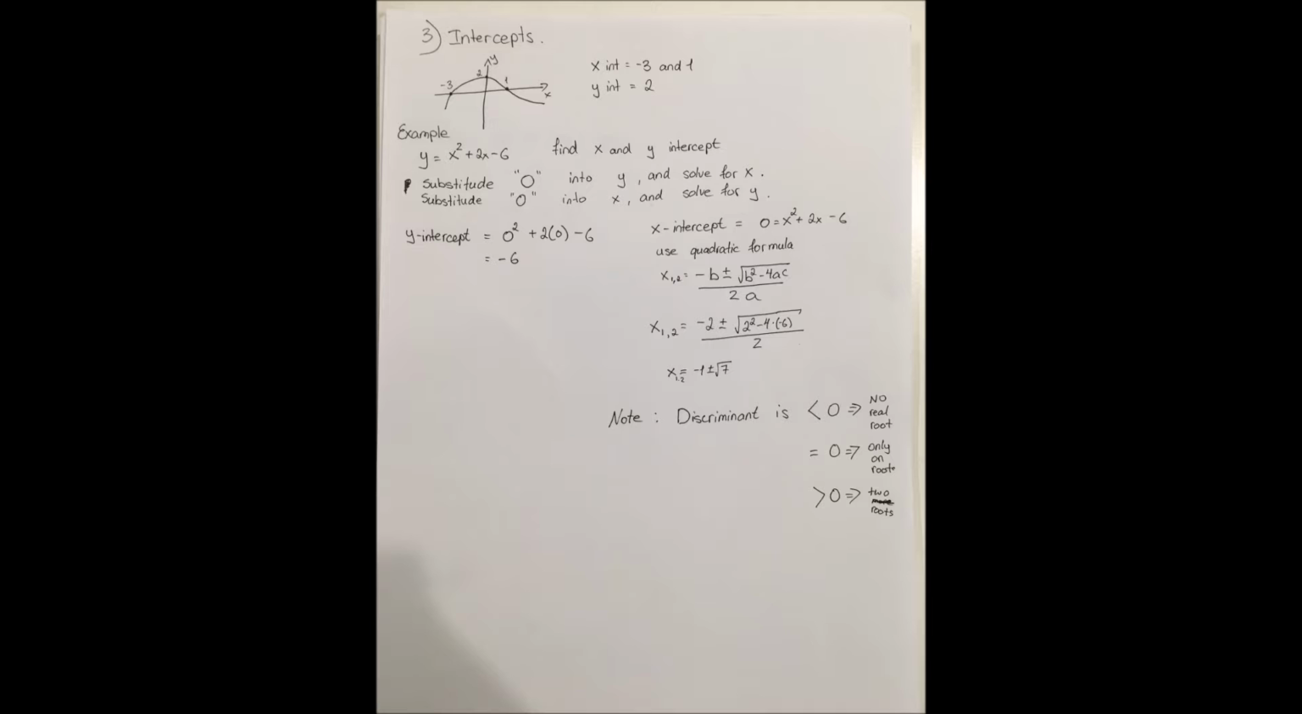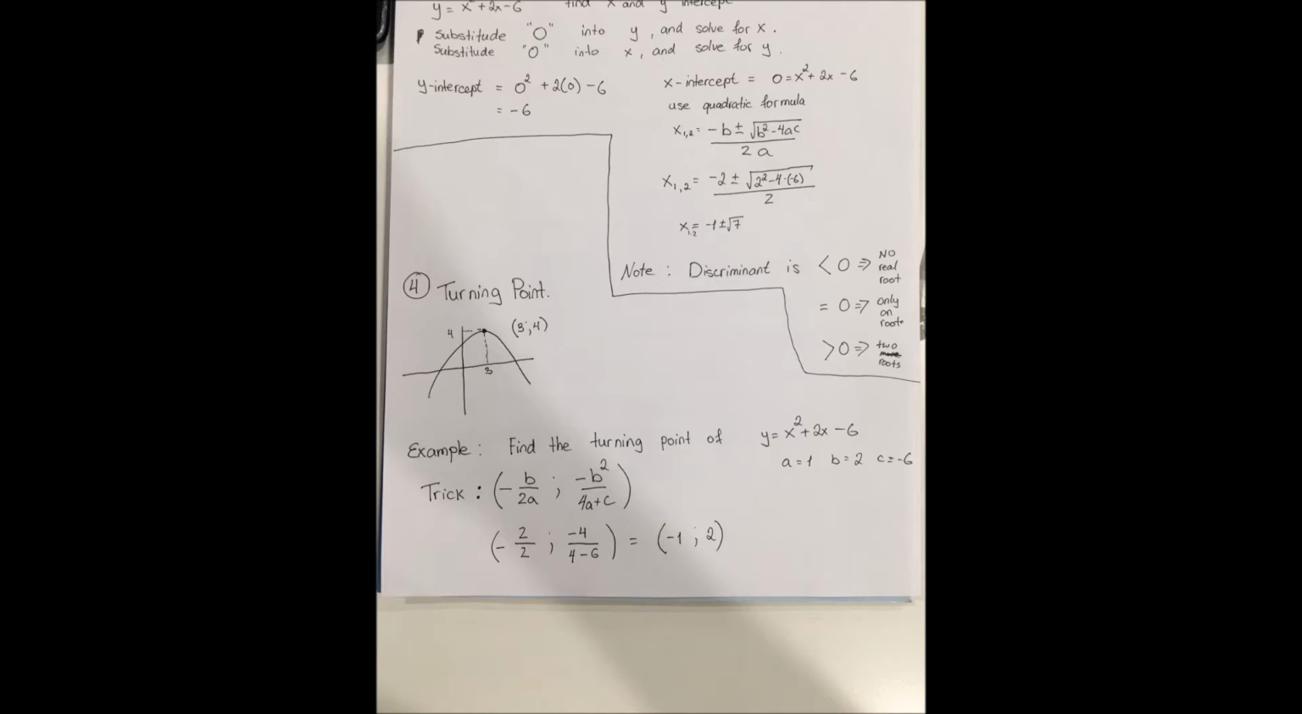Now I'm going to show you an easy way how to find the turning point of the graph. The turning point of the graph is the point where the graph changes its direction. So if you look at the picture, you can see the easy formula of the turning point for x and y's. The formula for x is negative b over 2a, and for y is negative b squared over 4a plus c. So let's look at the example.